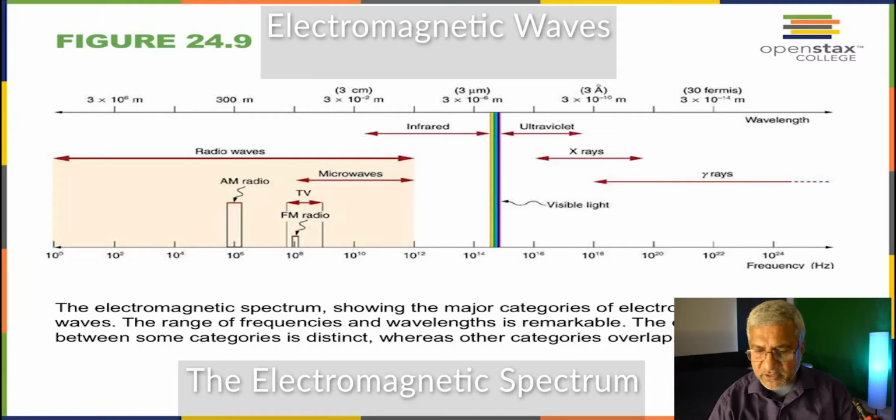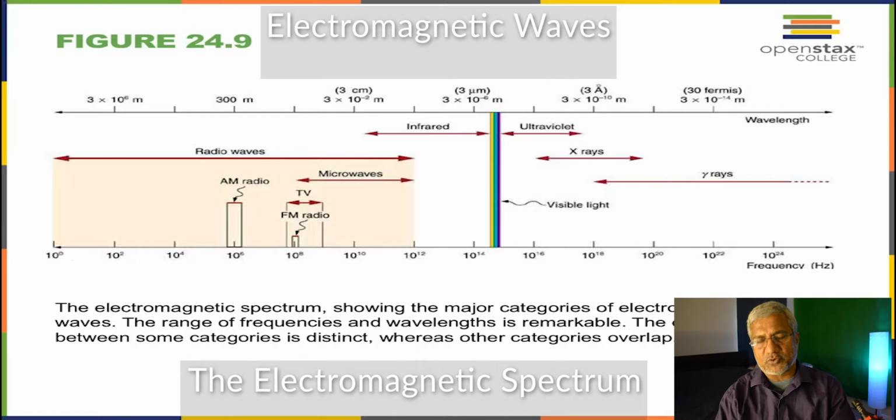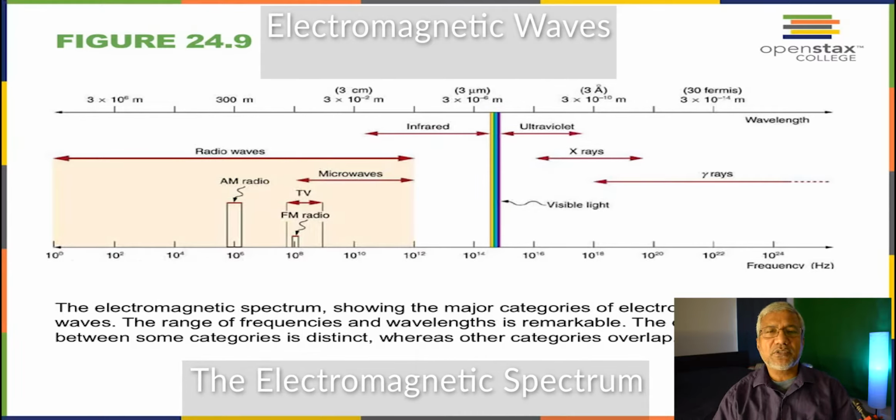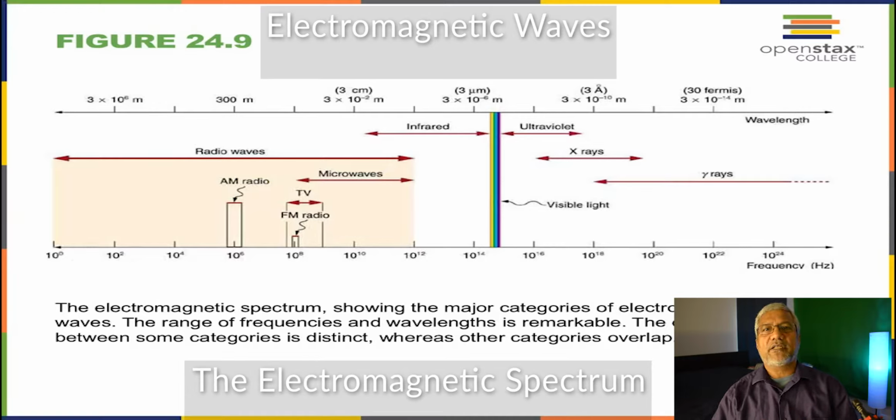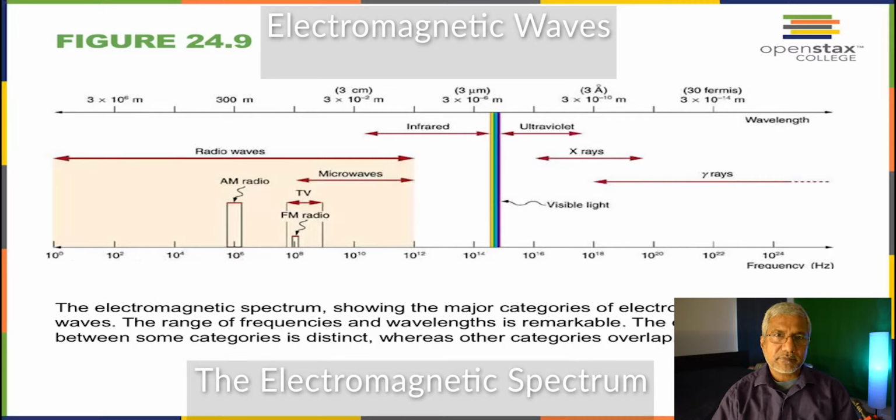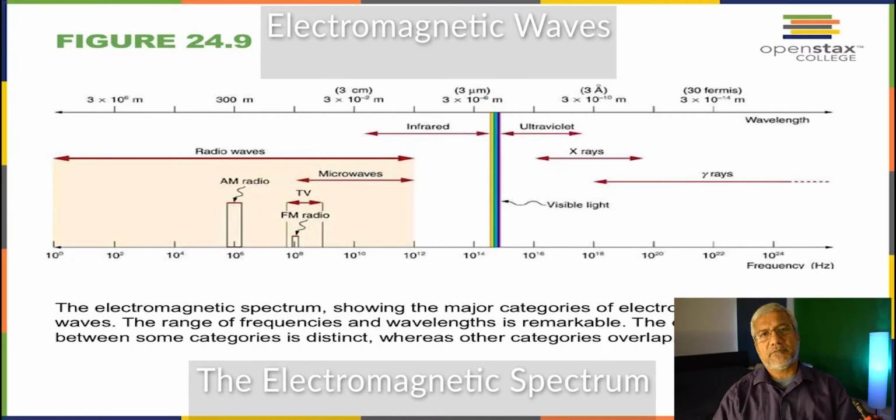So those are the regions of the electromagnetic spectrum. We're going to look at each one of those regions individually and see how they are produced, what their properties are, and especially we will look at their application with respect to life sciences. But before that, why do we call this a spectrum?